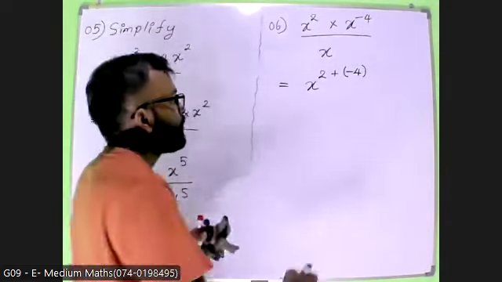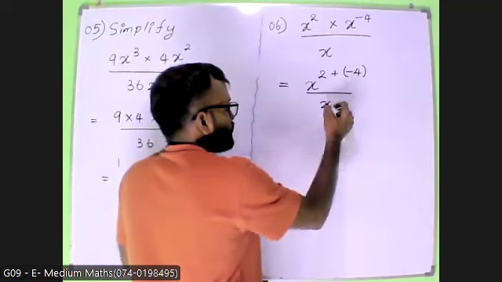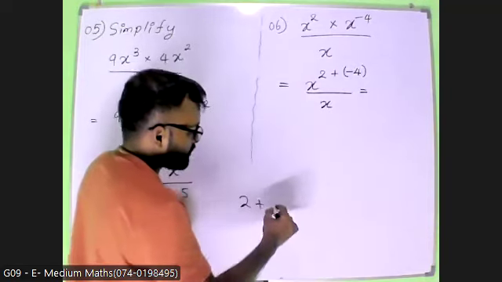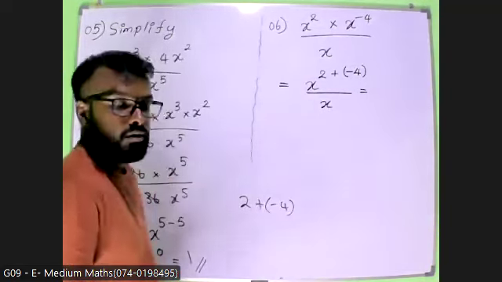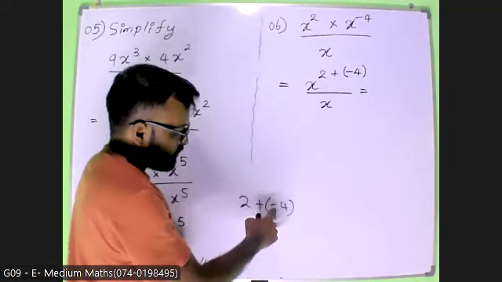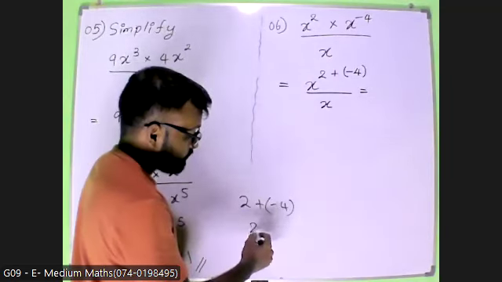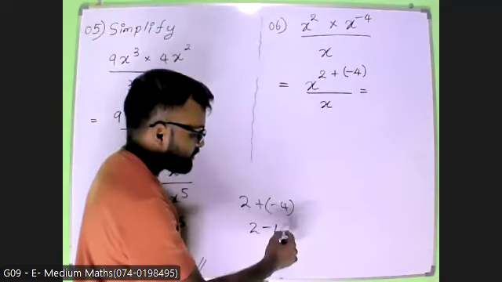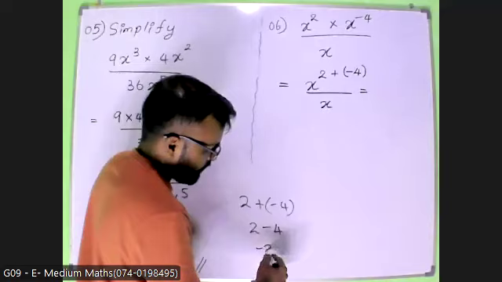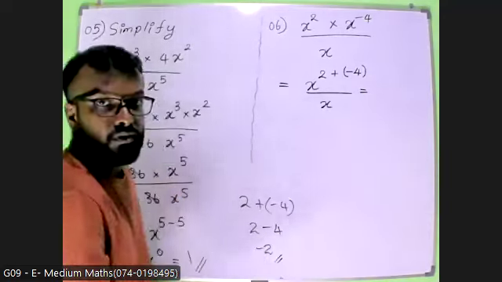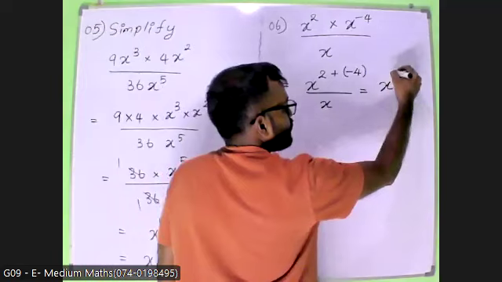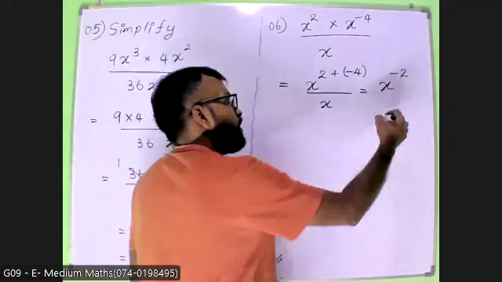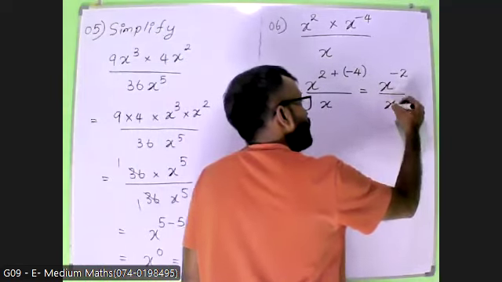Next, divide by x. So let's simplify this. 2 plus minus 4, plus times minus is minus, so 2 minus 4 is minus 2. x to the power minus 2, and in your denominator you have x.